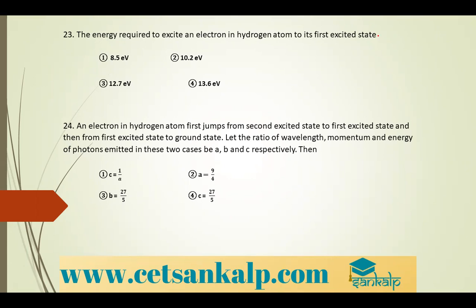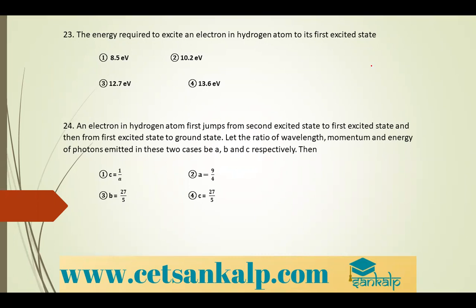In the last class, we started discussing atoms and nuclei. So we saw, with the synopsis, some numericals. Today is the continuation of that, so we'll move directly to the problems. The 23rd problem: the energy required to excite an electron in a hydrogen atom to its first excited state.